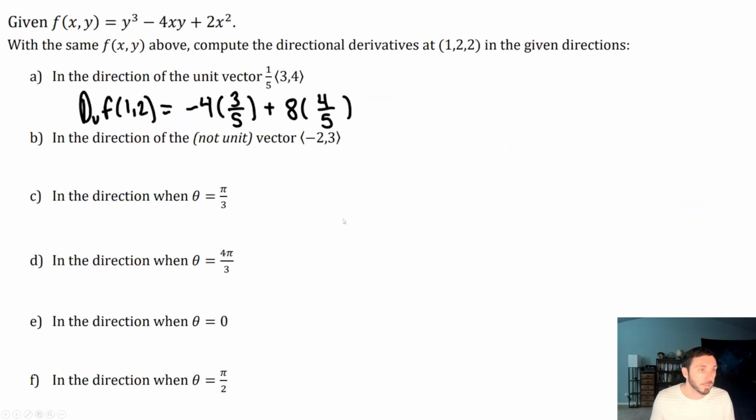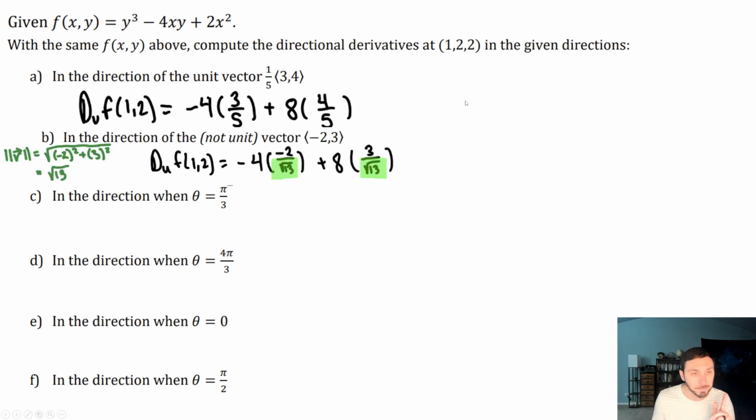Okay, so what about this next one in the direction of the not unit vector? You do have to make this a unit vector and then do the same process. So you'll see this -4 and this 8 quite a bit. You're going to be rewriting a substantial chunk of this, but inside of each of these parentheses will be 2 different numbers. You need to make this a unit vector, so I'll give you a moment to play with that. 3, 2, 1.